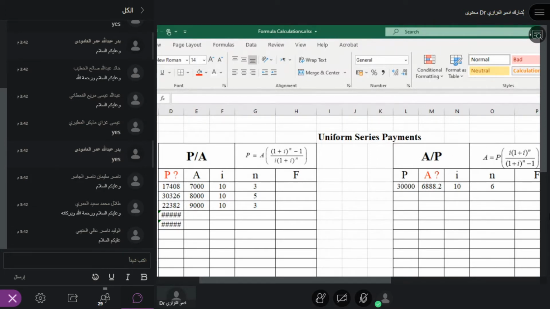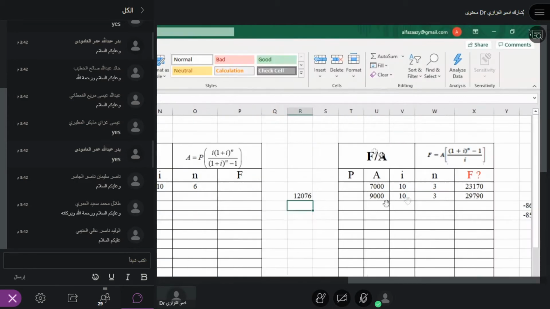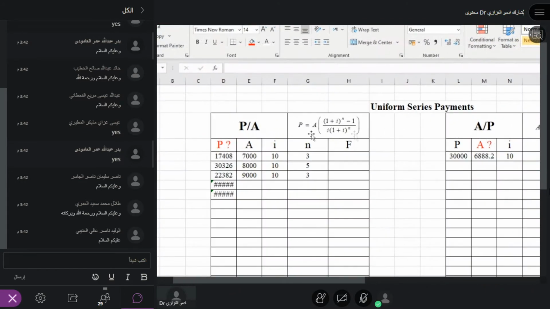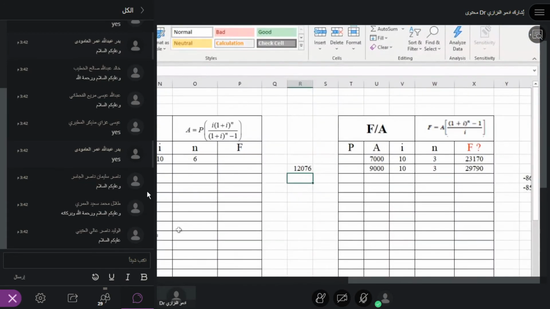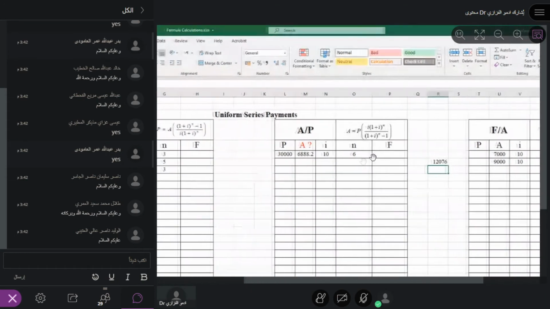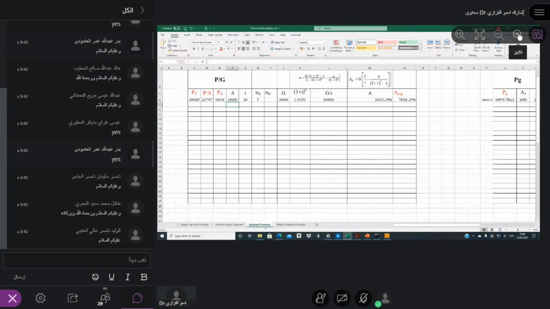The other scenario is you'll be asked to find F. So if you are given A and asked to find P or F, then you use one of these two. If you are given P and asked to find A, use this. If you are given A and asked to find P, then you use this one. I hope this is really clear and very easy for you guys.